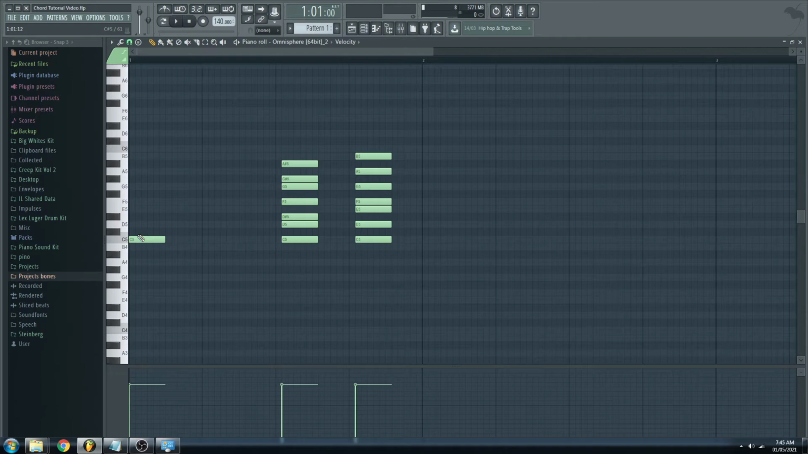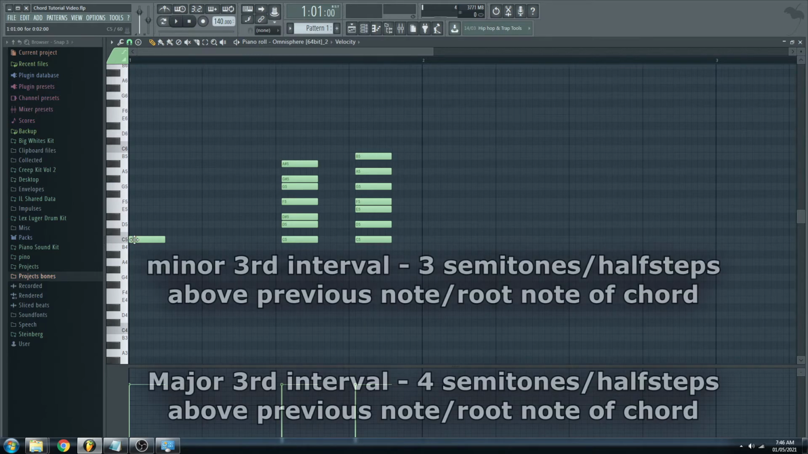So the third interval is going to determine what your chord type is, okay, if it's major or minor. So if you give it a minor third, it's going to be minor. If you give it a major third, it's going to be major. A major and minor triad are exactly the same except for the third interval, okay? So a minor third interval is 3 half steps or semitones above the root note of your chord.